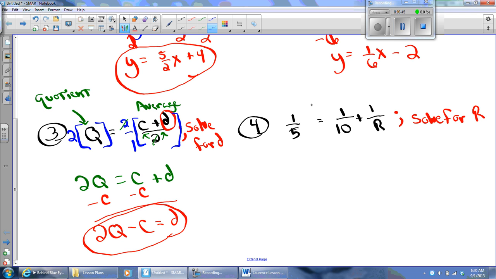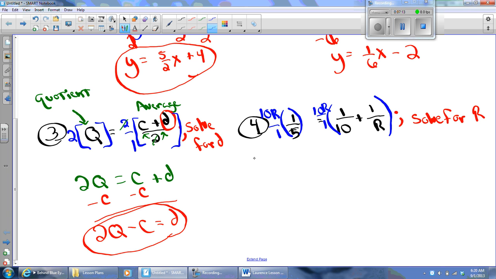Well, I've got a lot of fractions. You guys should know what to do. The only problem might be, what do I end up multiplying by? Well, I'm going to look at my 3 denominators. The LCD of 5 and 10 would be 10, right? But there's another denominator here, R. So I'm going to multiply through by 10R. Okay, oops, 10R over 1.